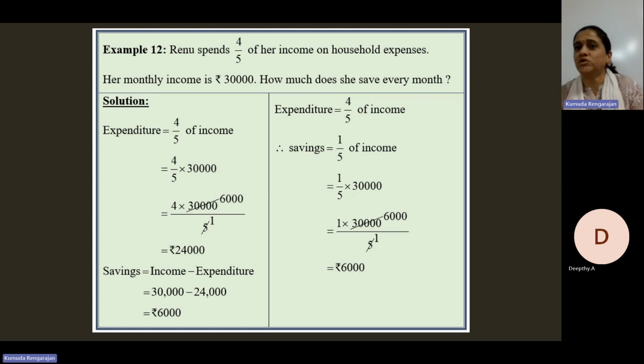You can only do two things with your money. You can spend, and save the remaining. You spend, you save. These are two things. How much do you spend? 4/5. So 1 minus 4 by 5, 1 by 5 you have saved.